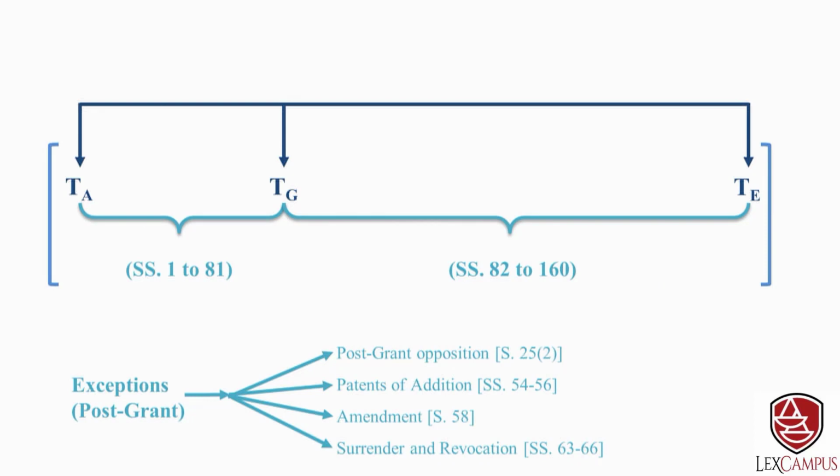So, you have broadly sections 1 to 81 covering the events up to the grant, what we refer to as TG, the time for grant, and soon after the grant you have sections 82 to 160 which cover the events that happen after the grant. The events between TA and TG are referred to as patent prosecution, things that happen at the Patent Office, and the events that occur between TG and TE are referred to as patent enforcement, events that happen in the District Court, the High Court or the Intellectual Property Appellate Board.